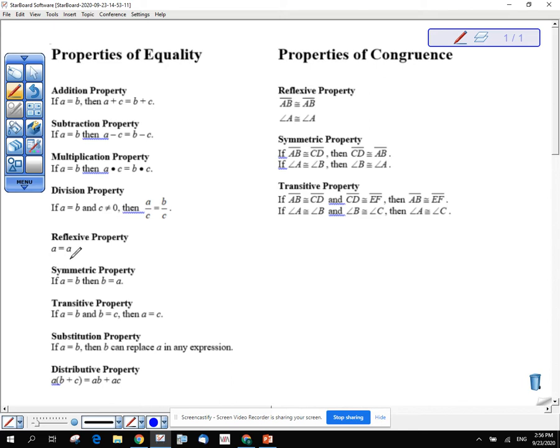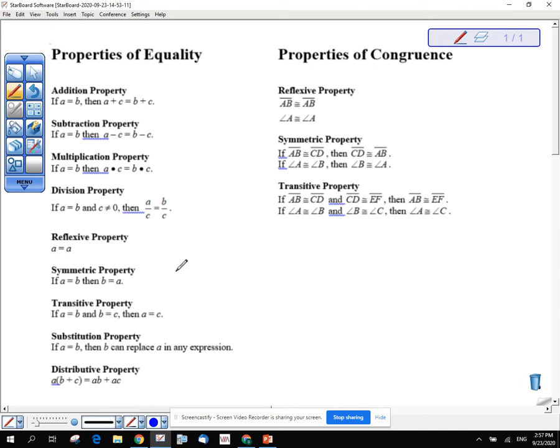The symmetric property, on the other hand, is really not that important outside of this section right here. But still know it. Make sure you know it. A is equal to B implies that B is equal to A. You can just flip things around the equal sign. It should be easy to remember that way. It's symmetric. One side is like the other. A is equal to B, B is equal to A.